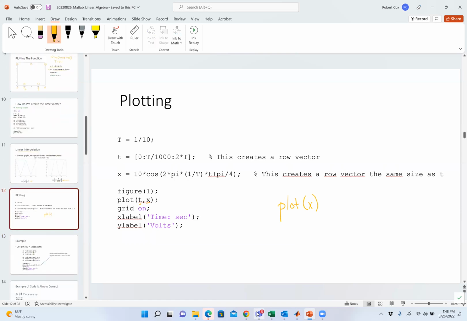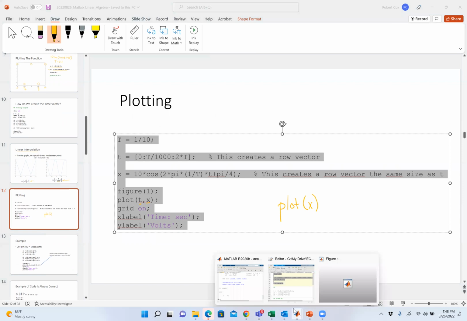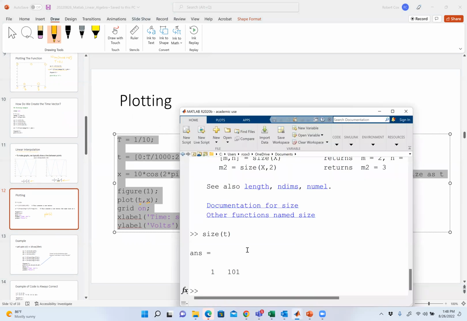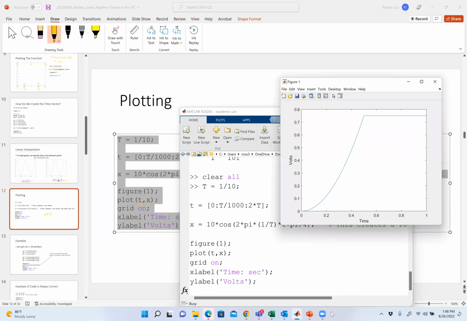So the graph that I would get if I ran this particular code, let me just run that real quick. I can take that and paste that into MATLAB here. Now, what should I do before I paste this into MATLAB? Clear all. Yeah, it always helps me just to make sure I'm not going to screw something up. So I paste it in and I get that.